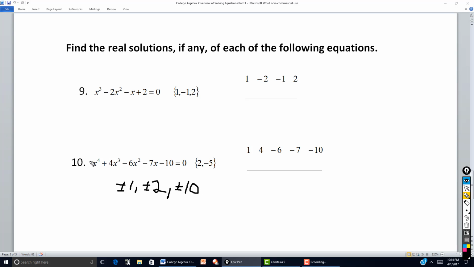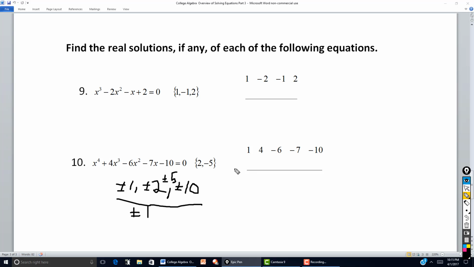Now it's easy when the coefficient of the lead term is 1, because all you're going to do is divide those by either a 1 or a minus 1. But that's going to give you the same thing. So the only possibilities that I have here for zeros are 1, negative 1, 2, negative 2, 10, or negative 10. And I guess I left out 5, so plus or minus 5 here. Those are the only possible rational zeros that you can have, if you have any.